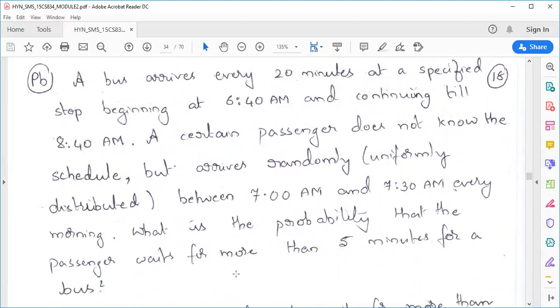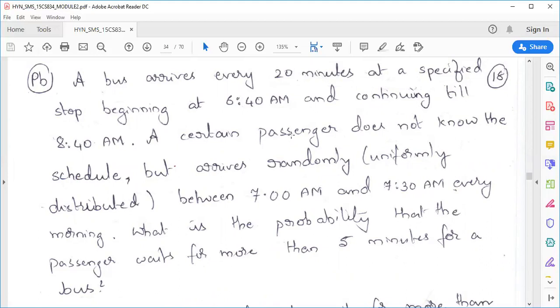We have a problem here. The problem statement goes like this: a bus arrives every 20 minutes at a specified stop beginning at 6:40 a.m. and continuing till 8:40 a.m. So we have a bus which is coming at exactly 20 minute intervals from 6:40 to 8:40 a.m. If I take 6:40 as the starting time, the next time after 20 minutes will be 7 o'clock, then 7:20, 7:40, 8, 8:20 and 8:40.